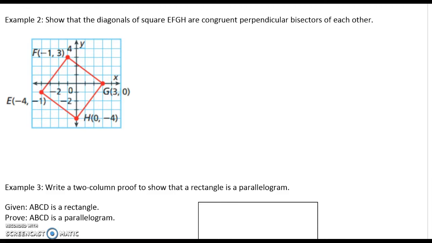So let's go ahead and draw on these diagonals. I'm going to connect F to H just to visualize that, right? And E to G. And if I want to show three things, congruent, perpendicular, bisectors, let's talk about congruent. Well, how do I know if things are the same measure? I'm going to use that distance formula. Then next we want to think about perpendicular. What does perpendicular mean? Perpendicular in terms of our coordinate plane would be opposite reciprocal slopes.